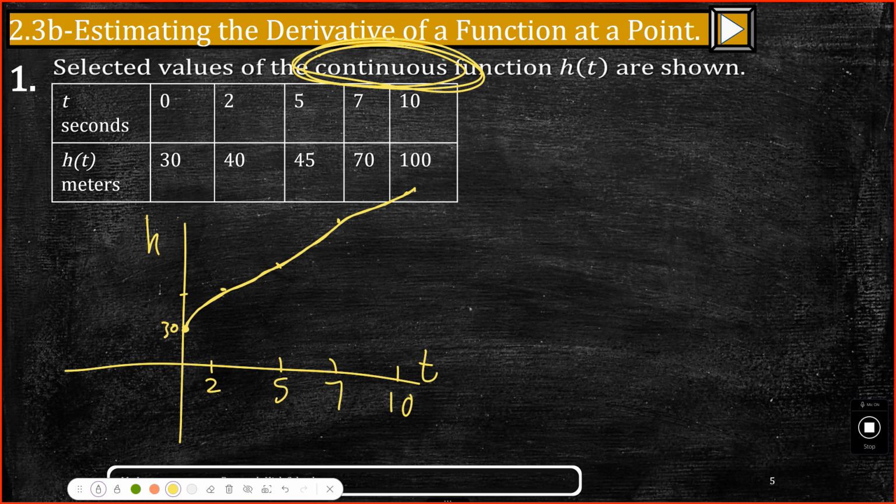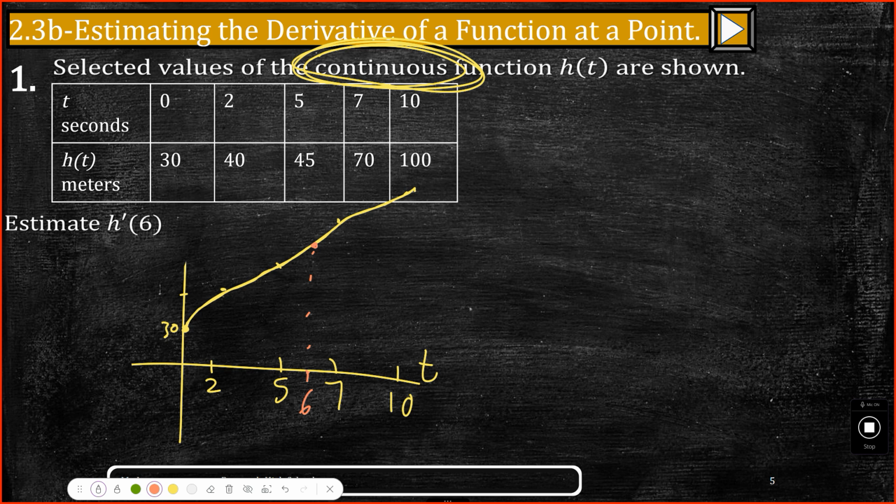So if it is continuous, we can estimate the rate of change from 5 to 7. I'm just assuming that's what it's doing. Okay. What's the question? Well, the question here is to estimate the rate of change at time equal to 6. So where's t equal to 6? Well, t equal to 6 is right here. There's 6. So what would be the rate of change here?